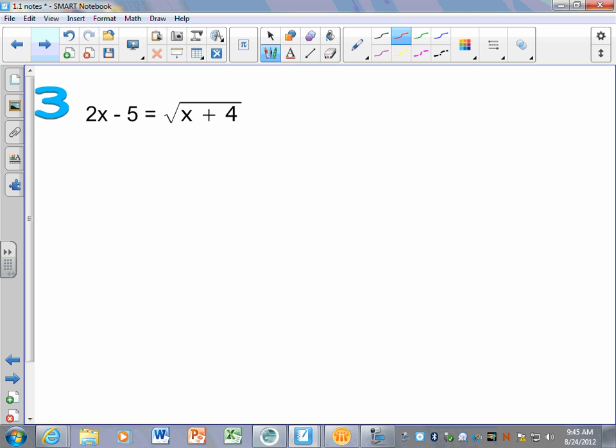Anybody have a suggestion of what I can do first to this problem? Yeah, we got to get rid of that square root. Just like with absolute value, you want to get it by itself first. Square root, you want to get it by itself, and it is by itself. But the only way that we can get rid of that is if we square it. And just like we can add 7 to both sides, we can also square both sides.